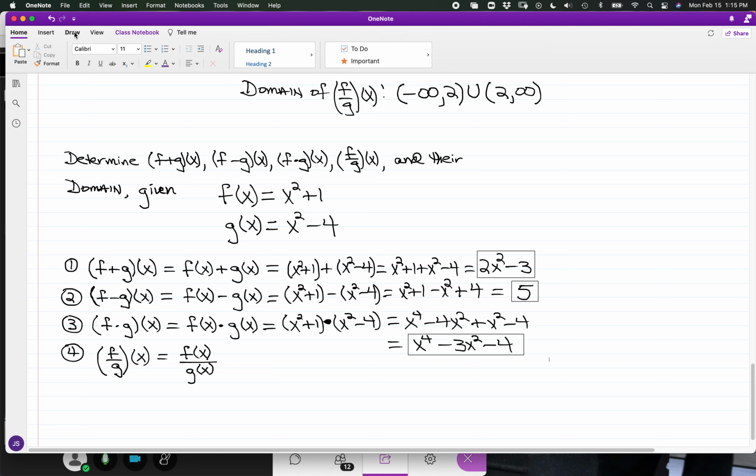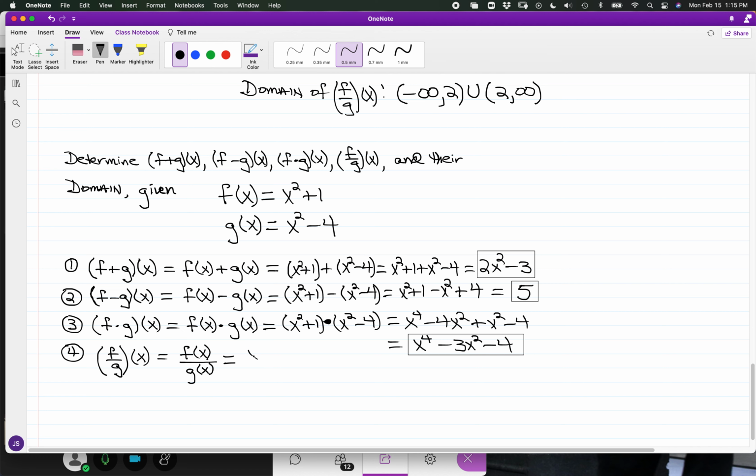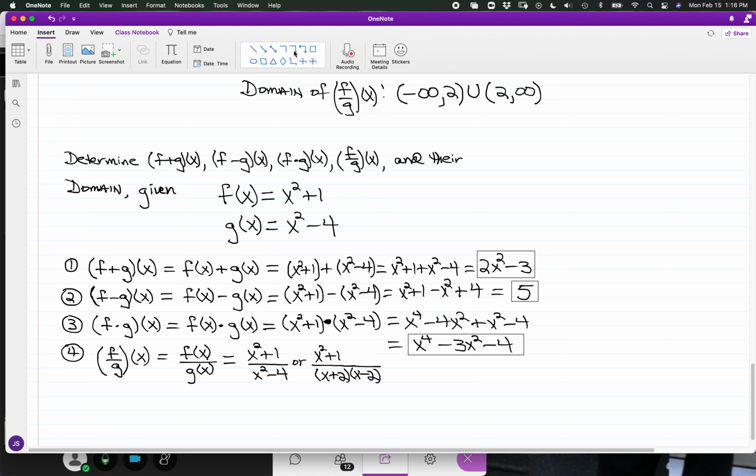And for the quotient function, f of x over g of x, we have with f of x, x squared plus 1, and g of x, x squared minus 4. It could also be expressed in factored form. You have x squared plus 1 all over x plus 2 times x minus 2. Again, the factoring in the denominator is optional because either way we have the simplified result.